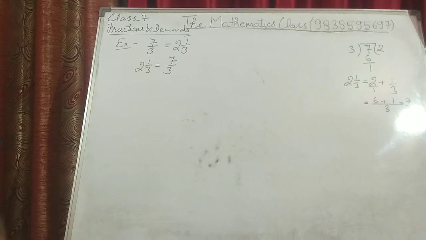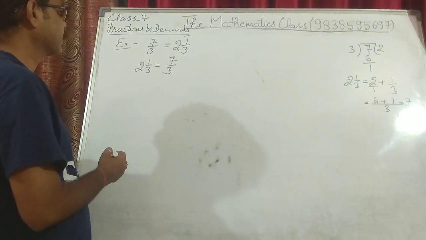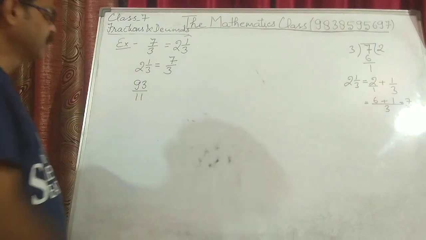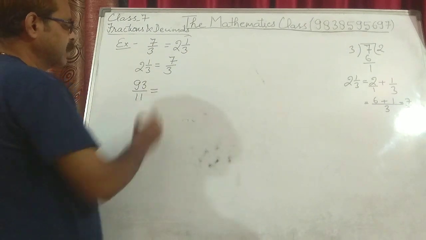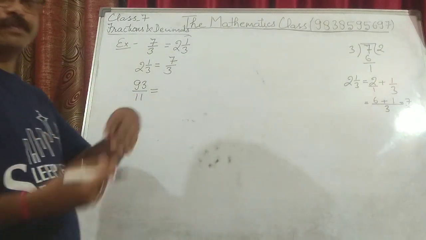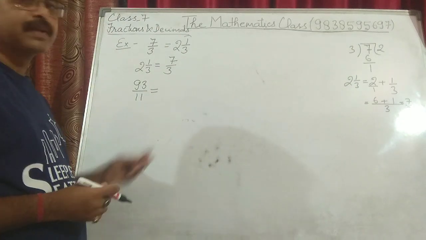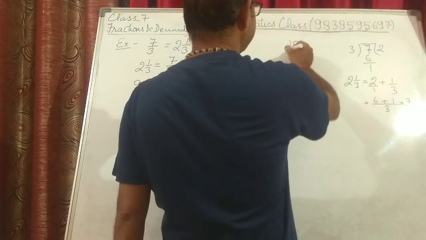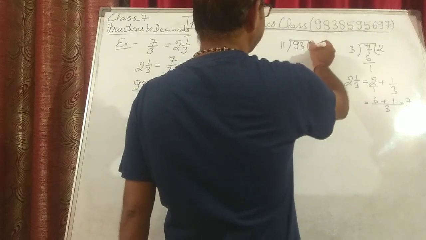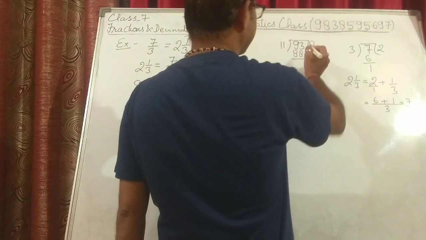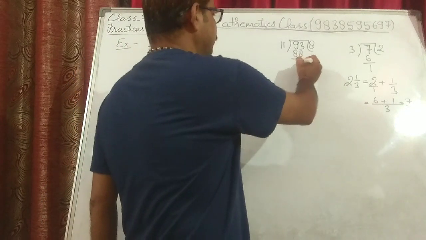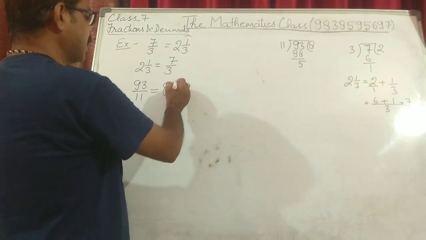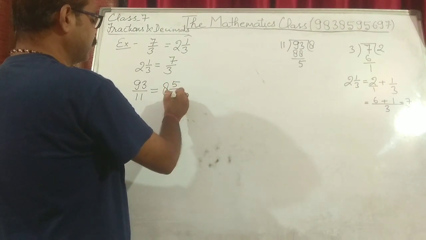Let us take one more example, 93 upon 11. First we will convert it to a mixed fraction and then vice versa, from the mixed fraction we will convert it back to the improper fraction. Now we divide 93 by 11. So 11 8s is 88. Now 8, 5 is 13 and here nothing is there. So you write 8 whole number and 5 remainder upon divisor.